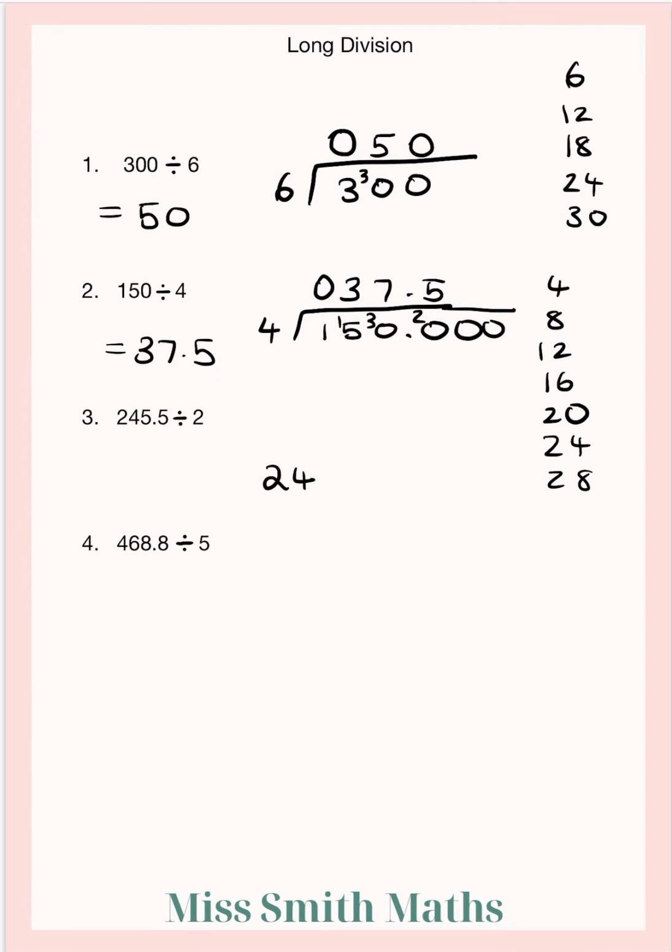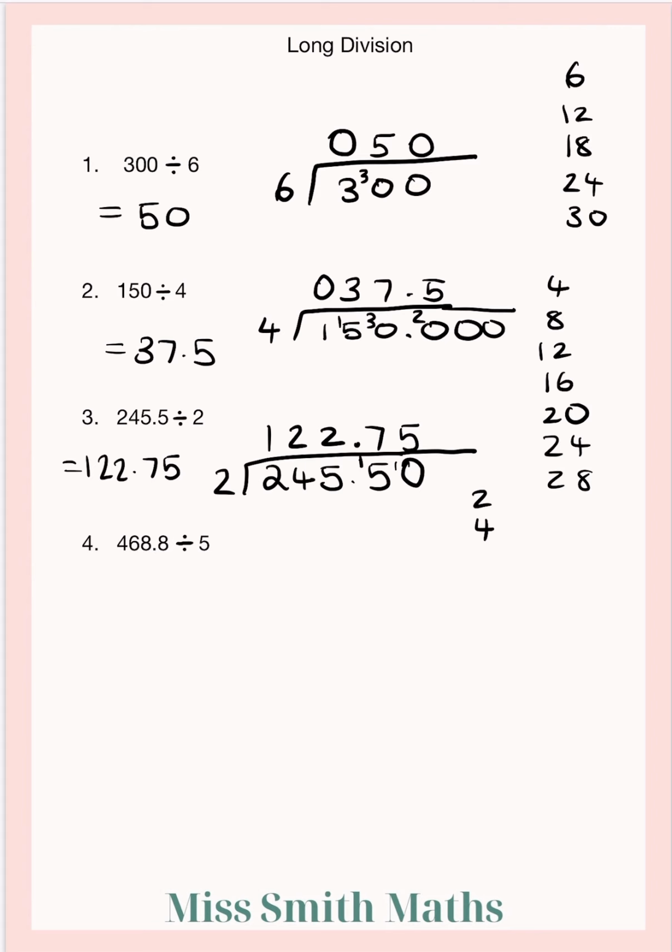I've then got 245.5 divided by 2. 2s into 2 is 1. 2s into 4 is 2. 2s into 5 then, I go 2, 4. I can fit 2 in and I have 1 left over. 2s into 15 is 7 and I have 1 left over. 2s into 10 is 5. So my answer to this one is 122.75.